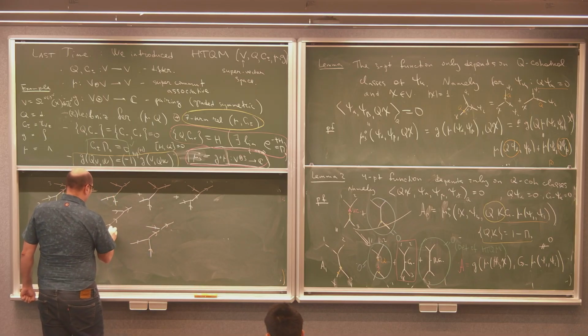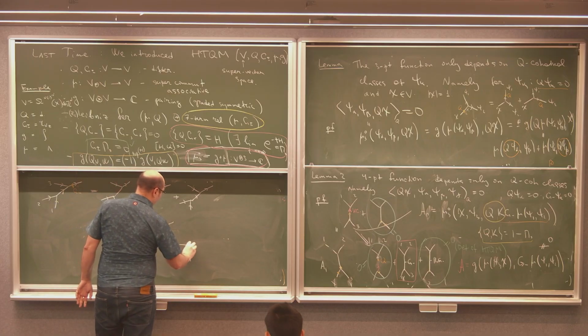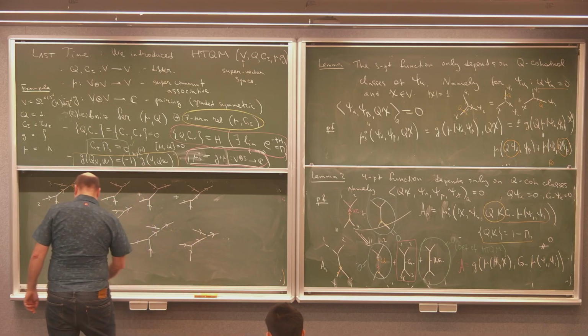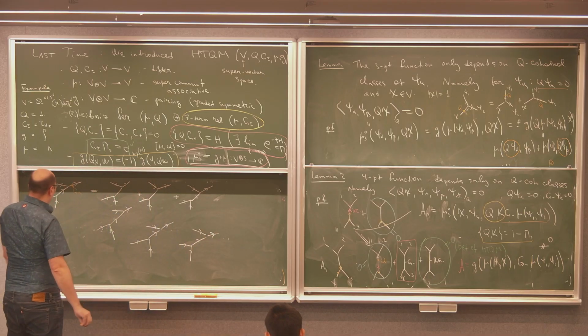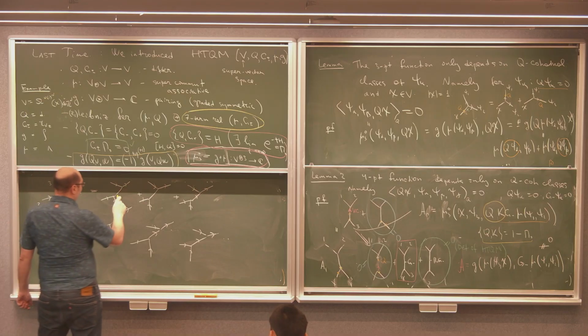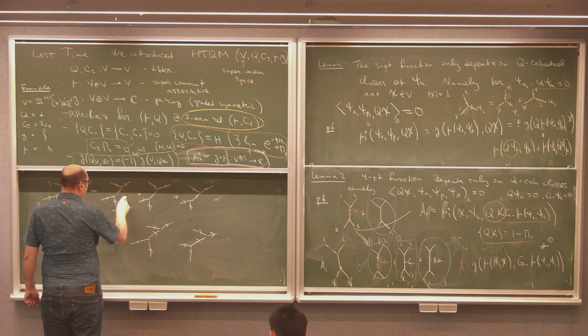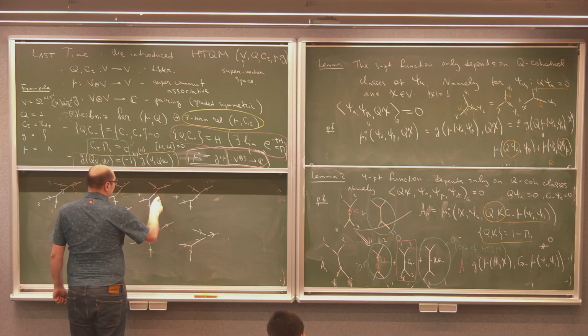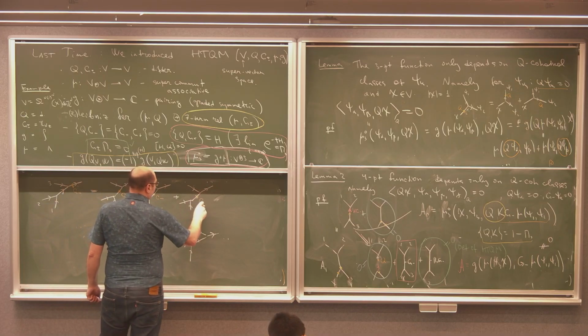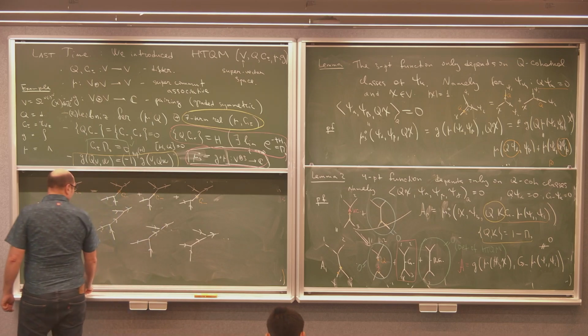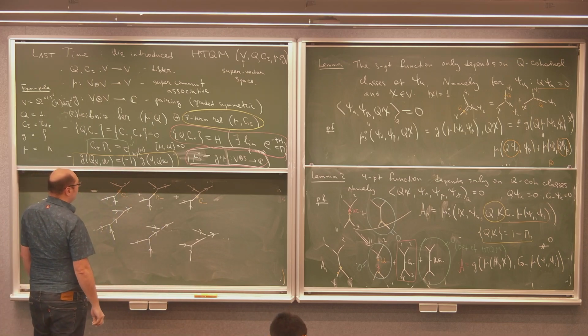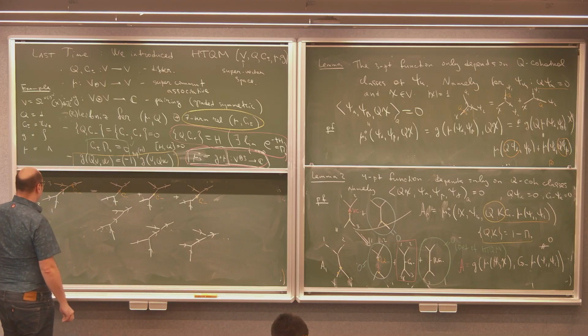Once again, all pictures have three inputs and a single output, and two 3-valent entities. And now we have different labels. So for these three pictures, we have G minus sitting on this internal edge. And now we have three different labelings.